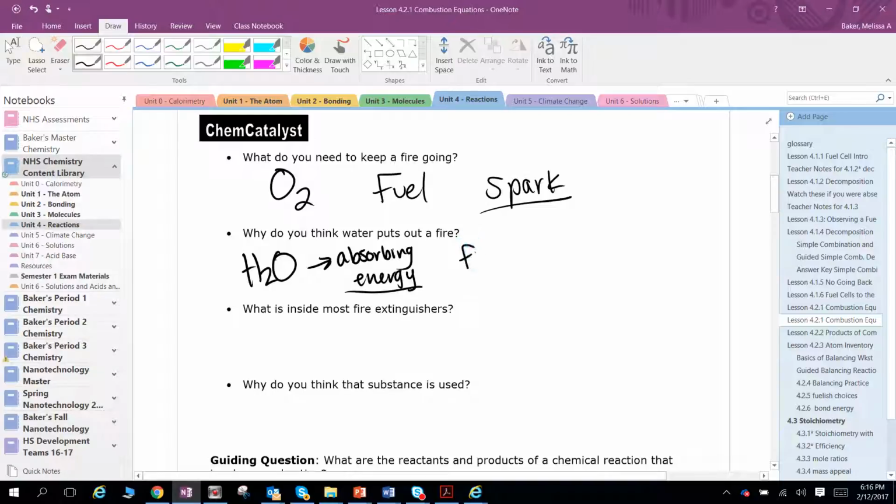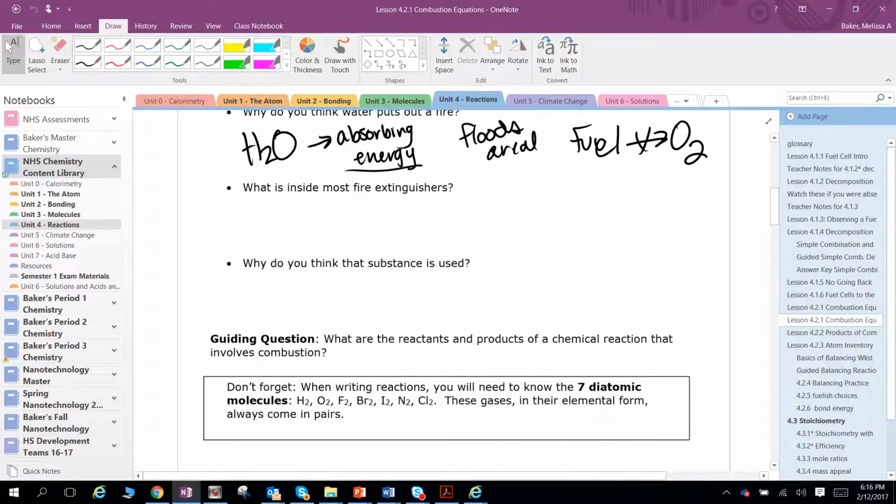Also, water floods the area, and so the fuel can't access that oxygen anymore because it's surrounded by the water molecules. And so that creates an issue as well. So people had different ideas about that.